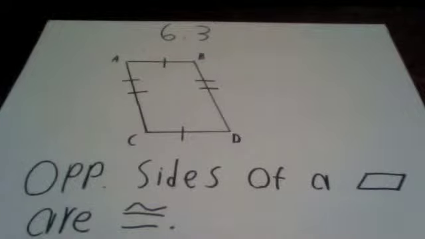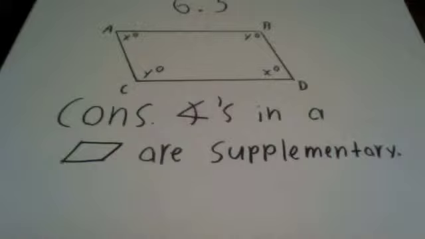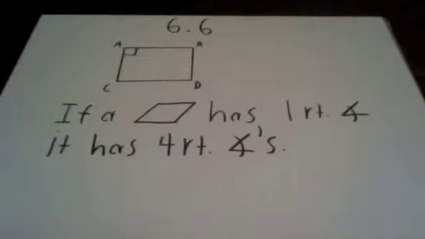Like theorem 6.3, if a quadrilateral is a parallelogram, then its opposite sides are congruent. Also, in theorem 6.4, if a quadrilateral is a parallelogram, then its opposite sides are congruent. And also in theorem 6.5, if a quadrilateral is a parallelogram, then its consecutive angles are supplementary. And also in theorem 6.6, if a parallelogram has one right angle, then it has four right angles, making it a rectangle.